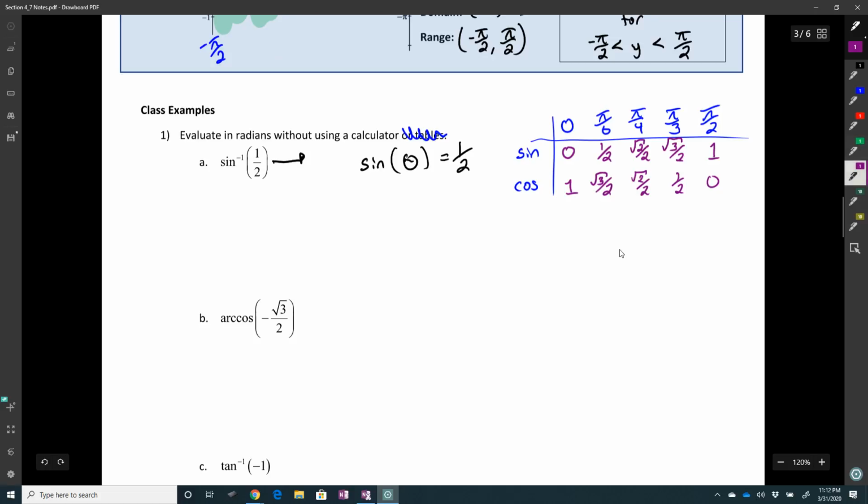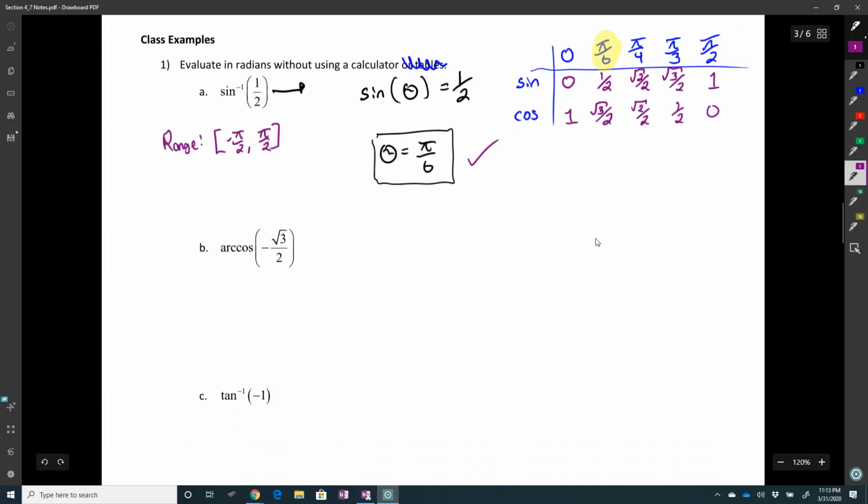All right, so where does sine of theta equal 1/2? So you can see that the answer here would be pi over 6. Arc sine, and again, when you're doing this, make sure that it's within the appropriate range. Remember, the range for this is negative pi over 2 to pi over 2. And pi over 6 is in the range, so we're good.